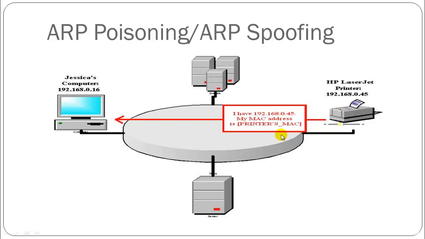After that, we have the man-in-the-middle attack. As I told you, a hacker can exploit ARP cache poisoning to intercept network traffic between two devices in your network.